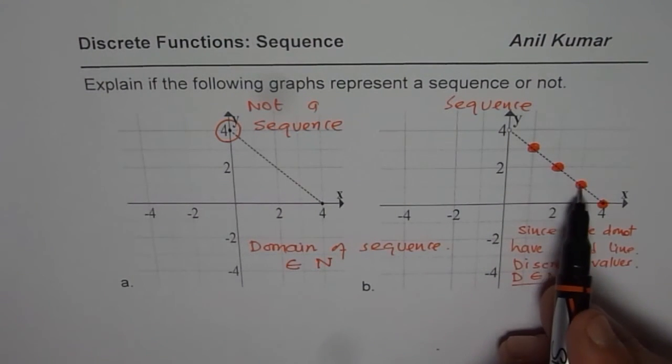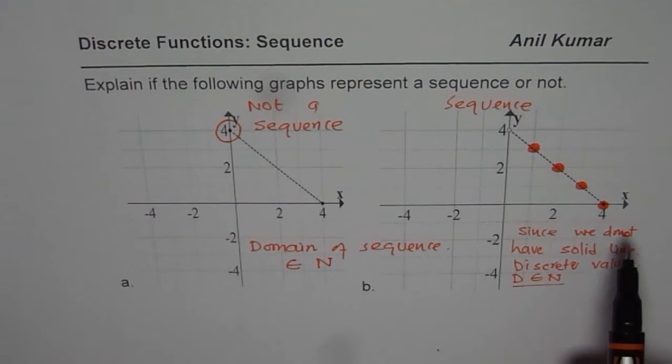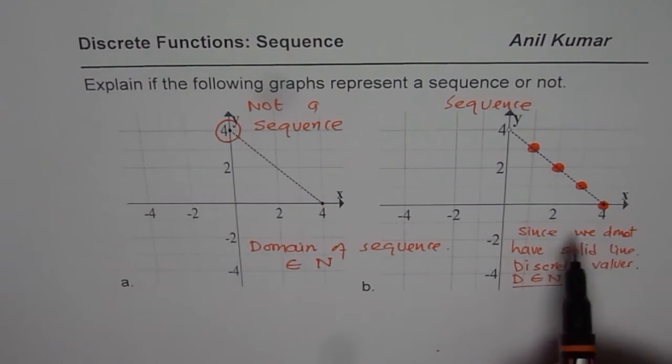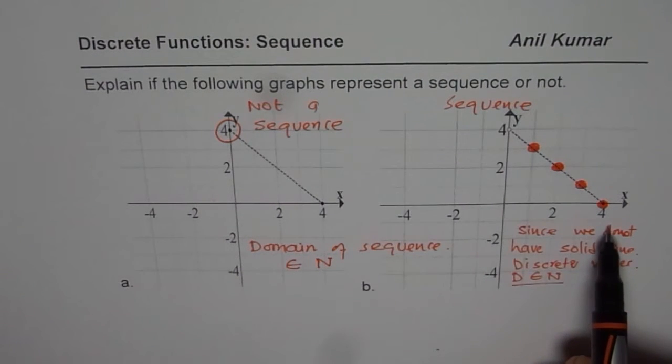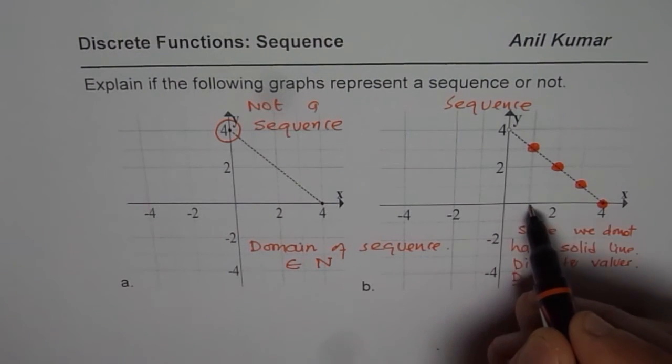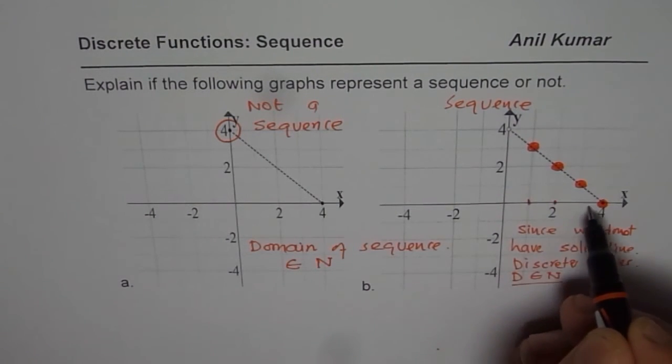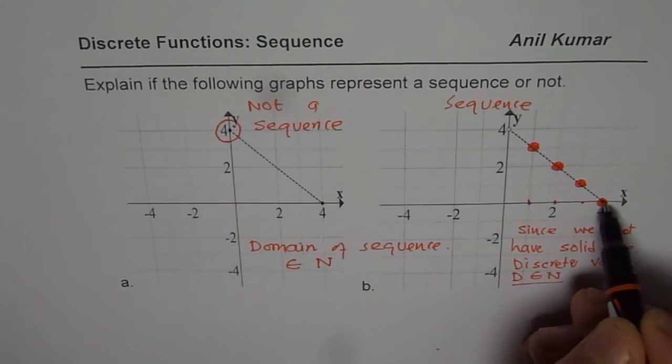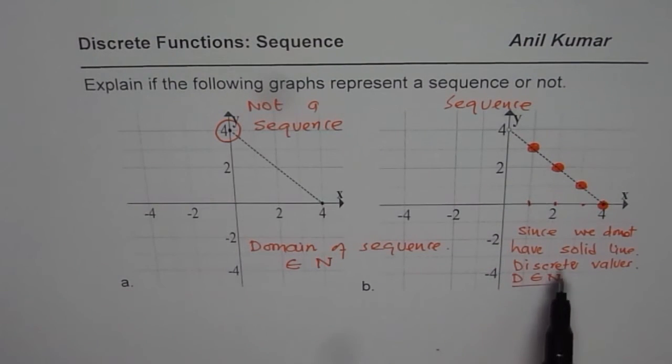It is not the set of real numbers. Correct? And therefore, by default, when we write these dotted lines, the points are the discrete points, the values at 1, 2, 3, and 4 for us. And therefore, part B is a sequence, but part A is not a sequence. So do you agree with me? So that is a huge way of understanding. That is very important for us to understand.